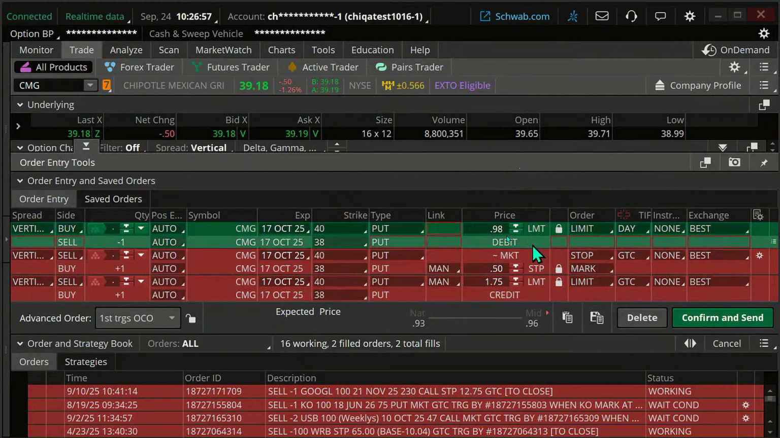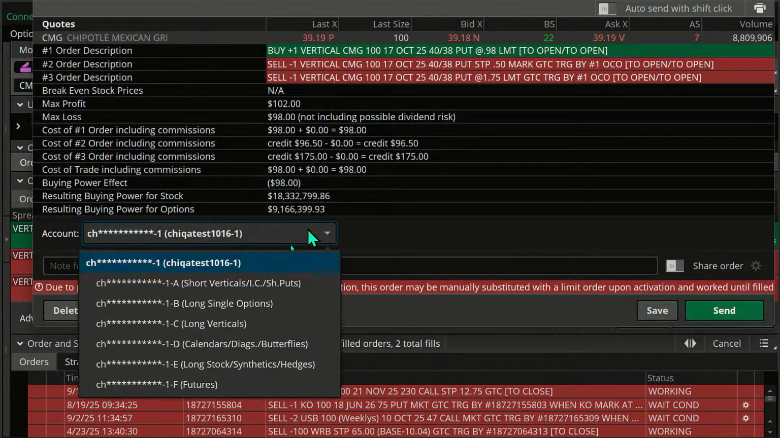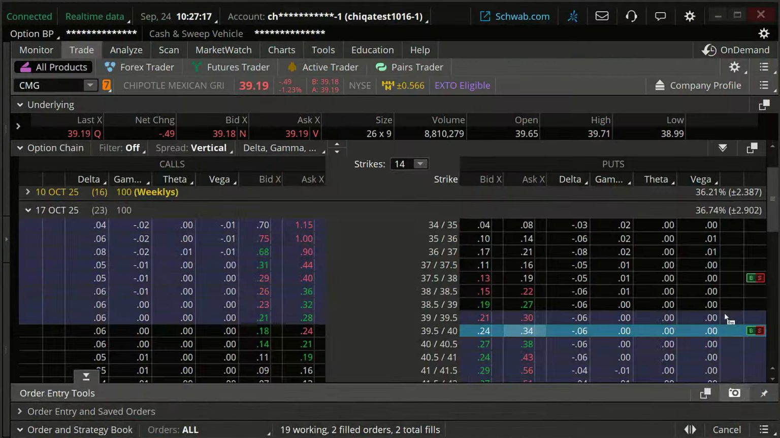Let me just double check. Right now it's showing 98. That'll probably fill, I would think. Read this through. It's an OCO. So if we hit one, if it goes well and we get out, it will cancel the stop order and vice versa. So let me go here and we're going to put this in long verticals and we're going to send that order.